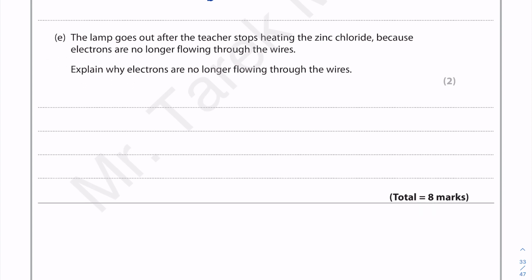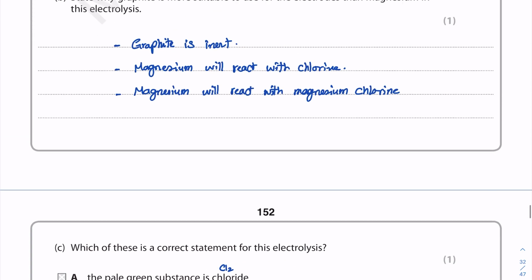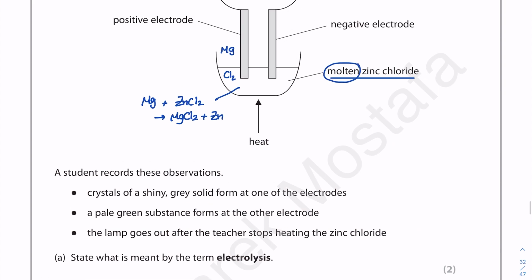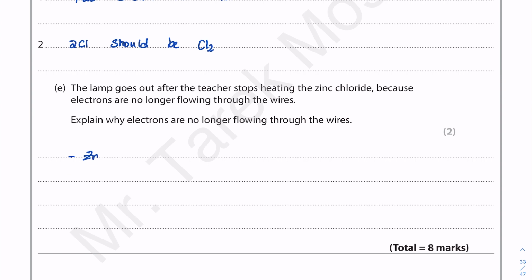The lamp goes out after the teacher stops heating zinc chloride because electrons are no longer flowing through the wires. Explain why electrons are no longer flowing through the wires. First, when you turn off the heat, the molten zinc chloride you were electrolysing solidifies. When it solidifies, the ions stop moving in the electrolyte. So the ions stop moving.